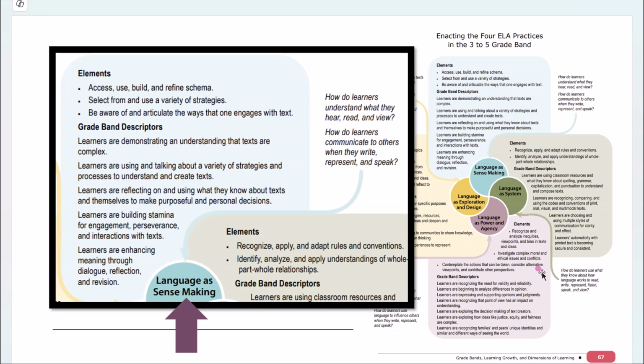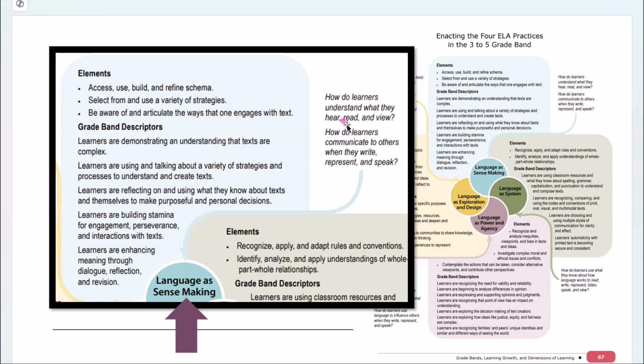But here we have the whole page. It's page 67 for grades 3 to 5 grade bands. There are 3 pages of this, so there's a 6 to 8 and there's a K to 2 one. I'm focusing on this one as we are middle years, but they all have the same 4 grade bands. So, 4 ELA practices. We have language as sense making, language as system, language as power and agency, language as exploration and design.